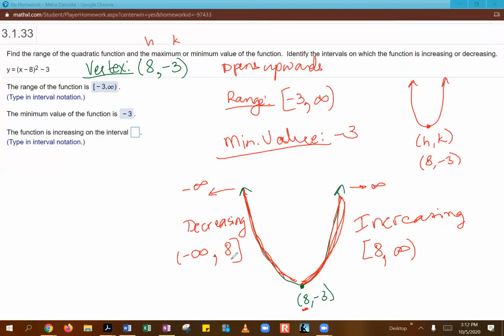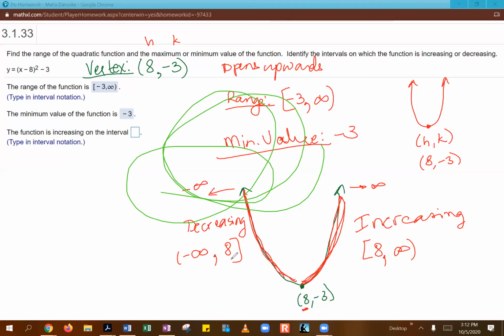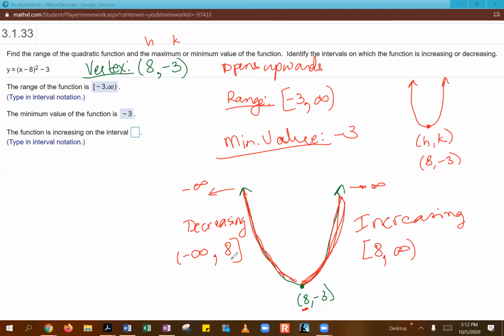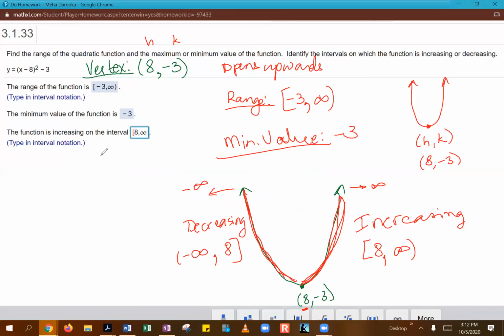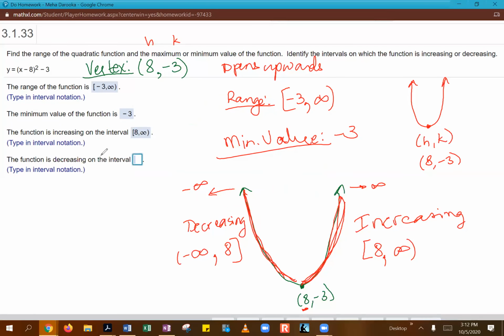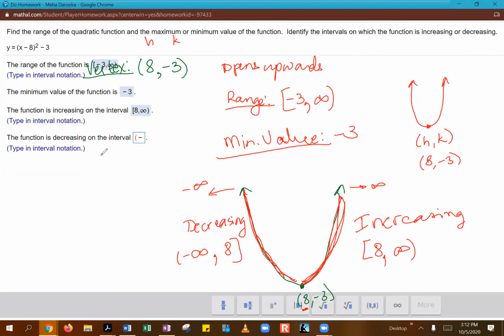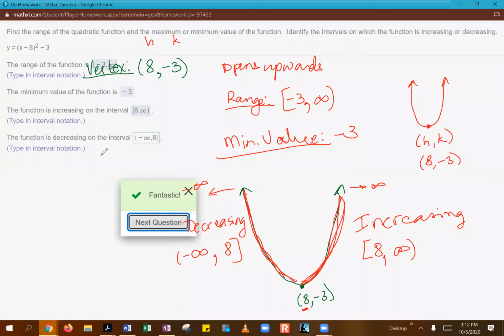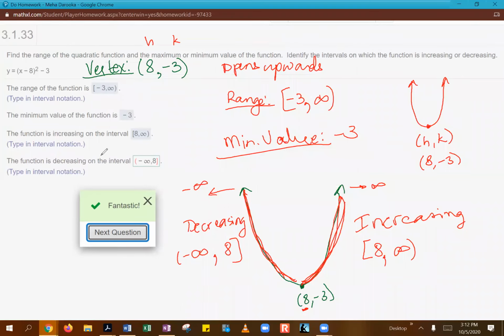And again, guys, remember, include your number in this case. So very nice, Shayna, Oliver, Javier, very good. So this will be for the increasing, which was going from 8 to infinity. And then for decreasing, we are going from negative infinity to 8 with a bracket. Alrighty, nicely done.